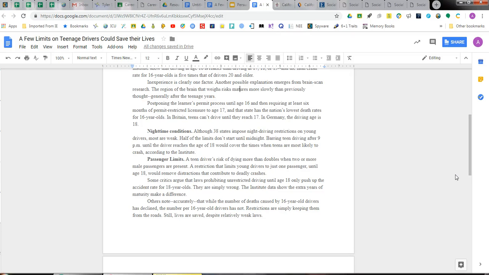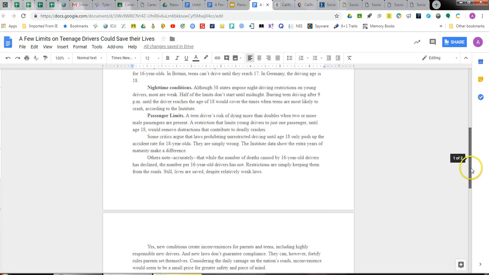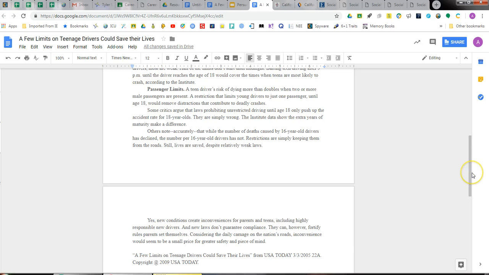Others note accurately that while the number of deaths caused by 16-year-old drivers has declined, the number per 16-year-old drivers has not. Restrictions are simply keeping them from the roads. Still, lives are saved despite relatively weak laws. Yes, new conditions create inconveniences for parents and teens, including highly responsible new drivers, and new laws don't guarantee compliance. They can, however, fortify rules parents set themselves.